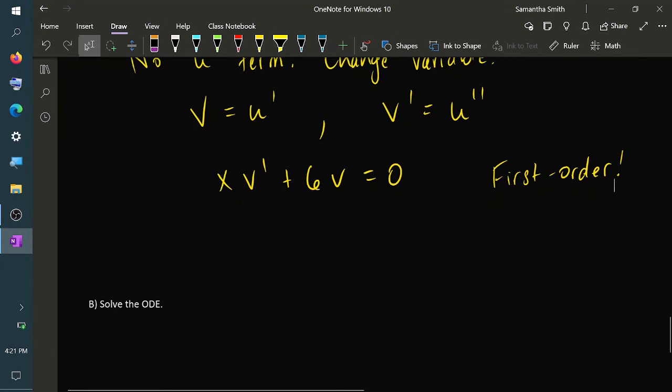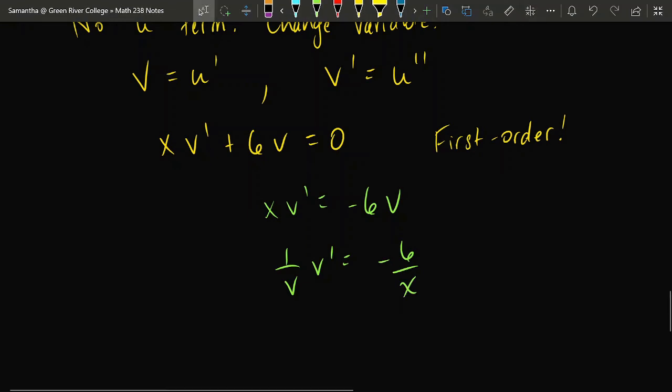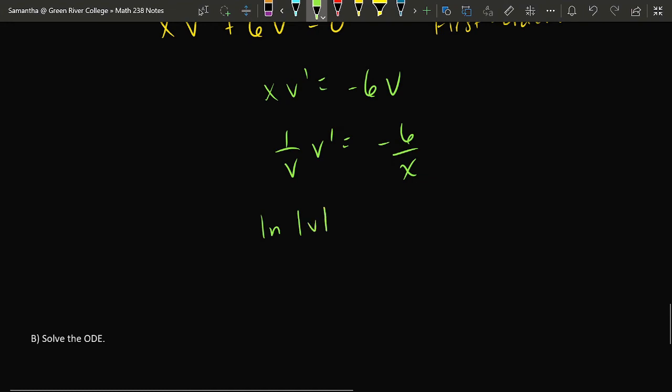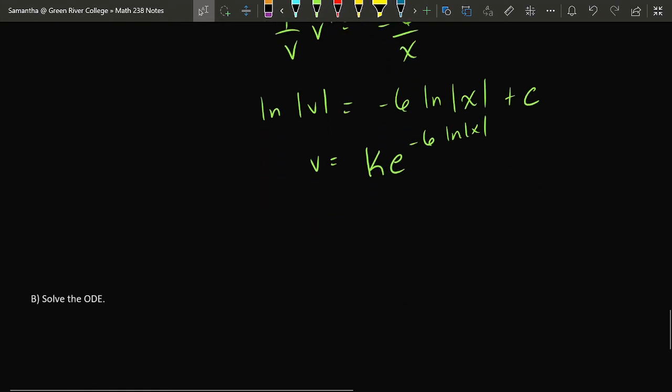And once the differential equation is first order, we can apply any of the techniques that we learned in any of the previous sections. For example, this differential equation seems to be separable. If I rearrange some of the terms, then I get x v prime is equal to negative 6 times v, which is equivalent to 1 over v times v prime equals negative 6 over x, which in turn is equivalent to natural log absolute value of v equals negative 6 natural log absolute value of x plus c. And if I simplify both sides, this implies that v is equal to k e to the negative 6 natural log of x, which by the usual technique can be simplified to x to the power negative 6.